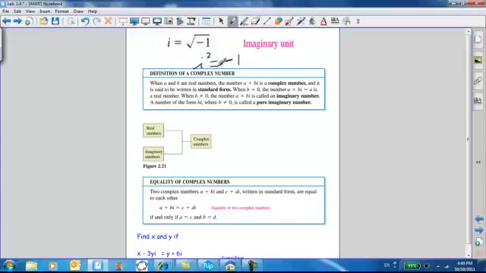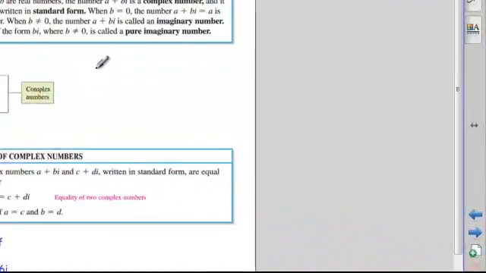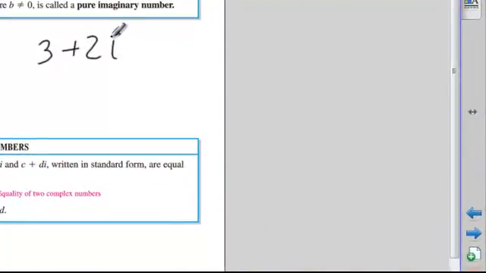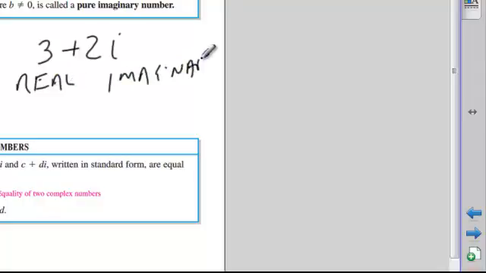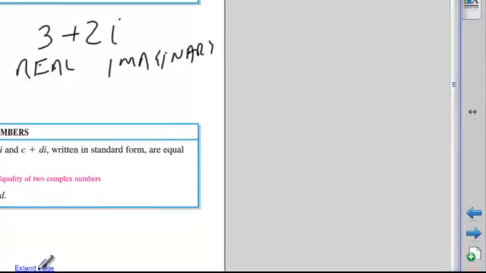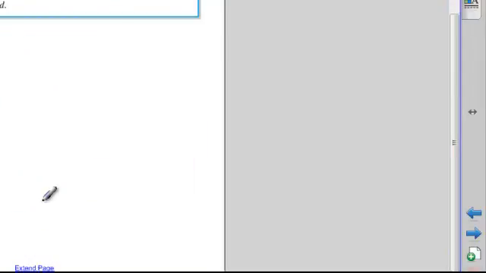The complex numbers can be written in combination with i, like 3 plus 2i. We have both a real part and an imaginary part. Two complex numbers are equal if their real parts are equal and their imaginary parts are equal. So let's imagine this problem: find x and y if x minus 3yi equals y plus 6i.